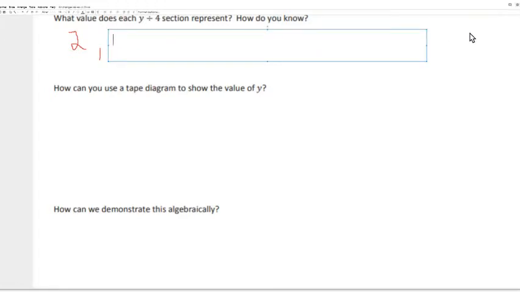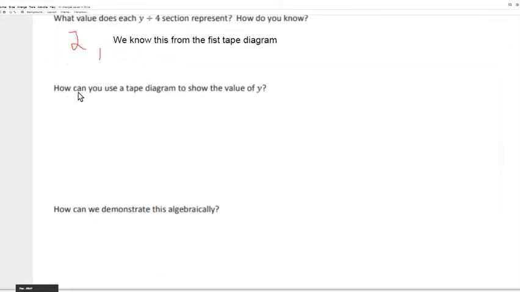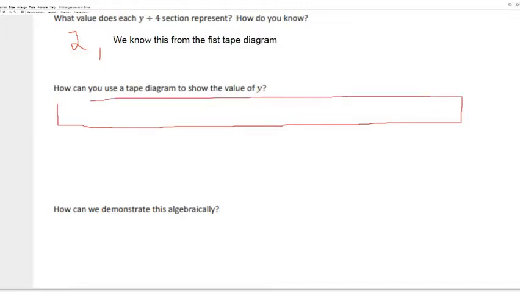Okay, so how do we know? We know from the first tape diagram. We just simply know that from the first diagram given, or actually the equation as well. Okay, so how can we use the tape diagram to show the value of y? Well, if we take the same tape diagram, we have this value of y, remember, and it's broken up into 4 equal pieces. So I cut in half, then cut in half twice.